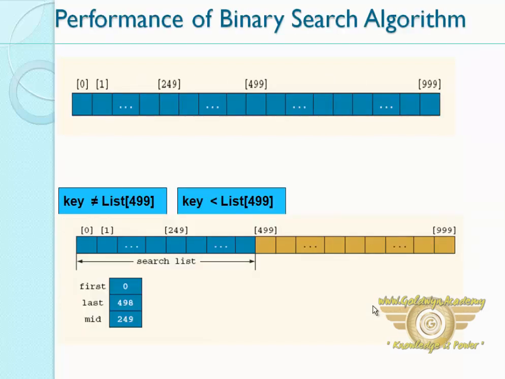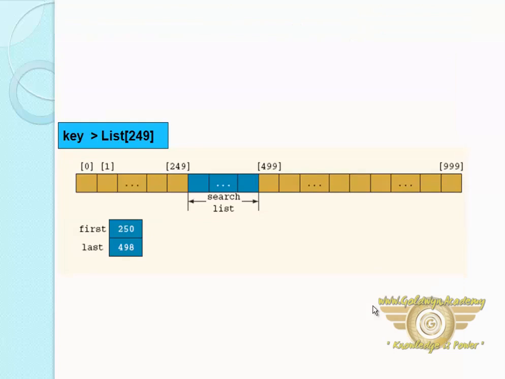Now, performance of the binary search algorithm. This is the array. If key is not equal to list of 499, and key is less than list of 499, then the search list becomes 0 to 499. So first is 0, last is 498 and mid is 249. If key is greater than list of 249, then the search list becomes even smaller and the first is 250 and last is 498.